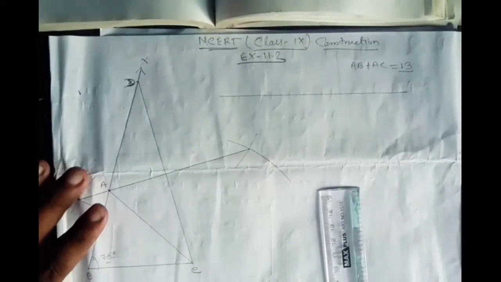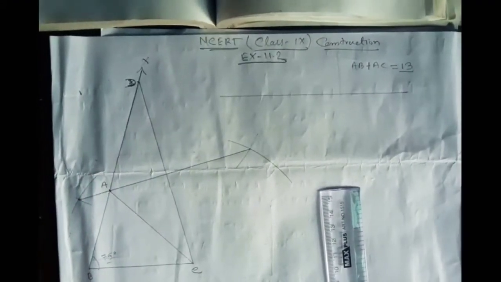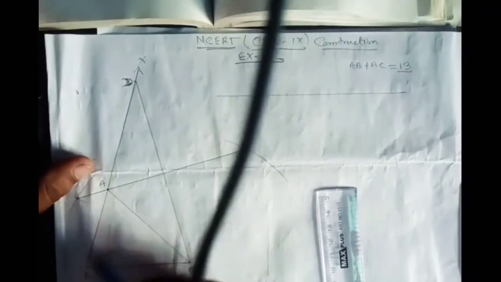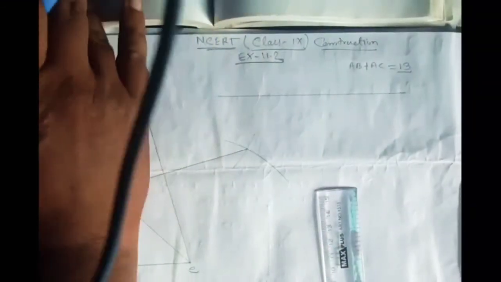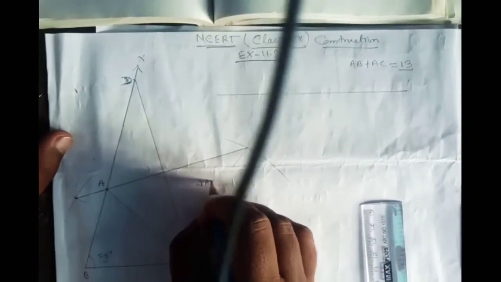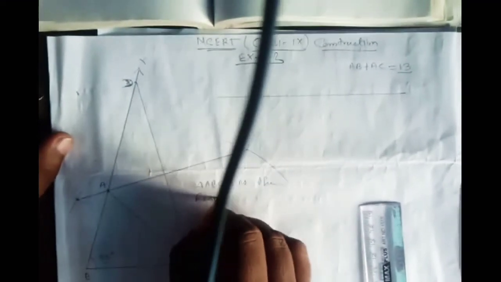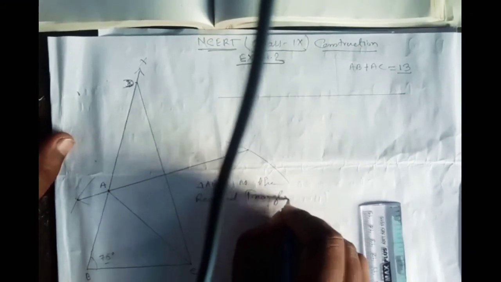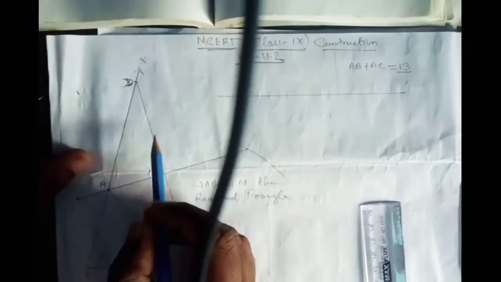Okay, so as you can see, triangle ABC is the required triangle. So what measure is given? AB plus AC is equal to 13 centimeter.